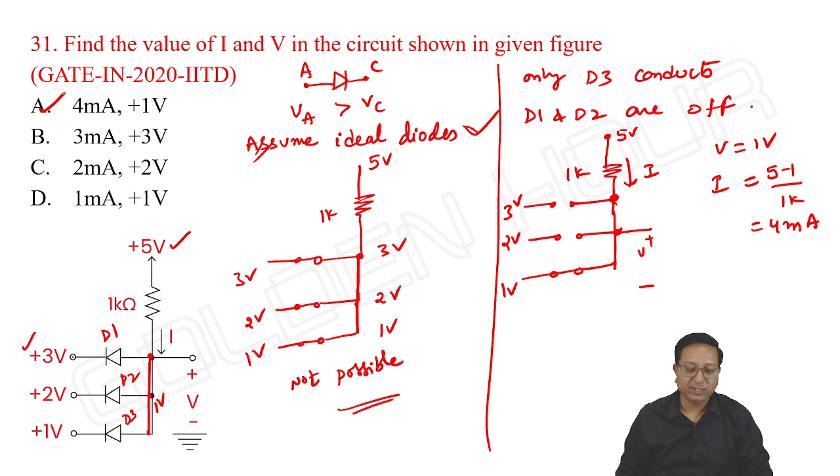Option A is correct. This is how we can do this problem. So what is the conclusion? You may have a number of diodes, but when the anodes of N diodes are at the same potential, the diode with the lowest cathode voltage only conducts and the remaining diodes will all be off. This is the statement we can write.